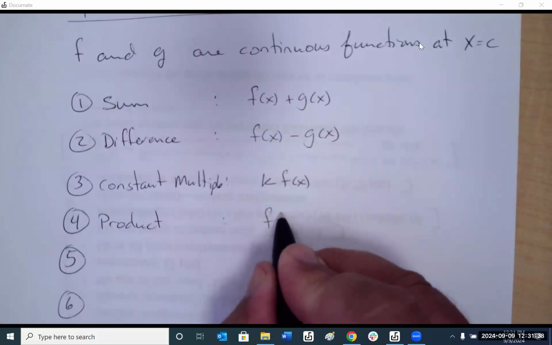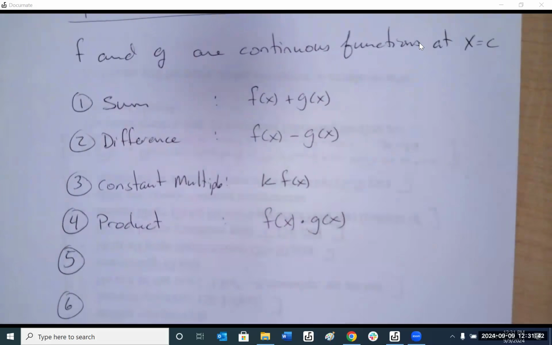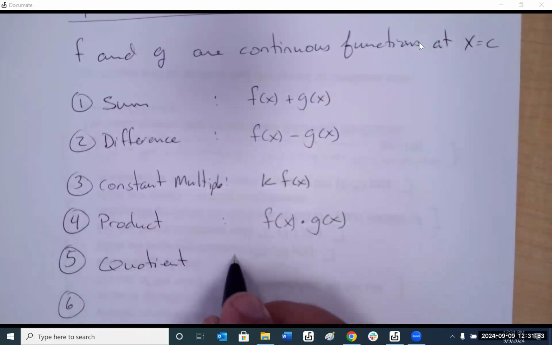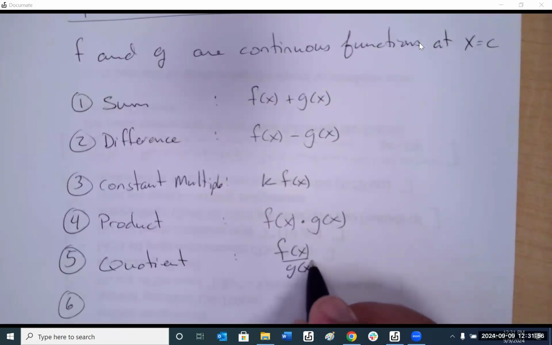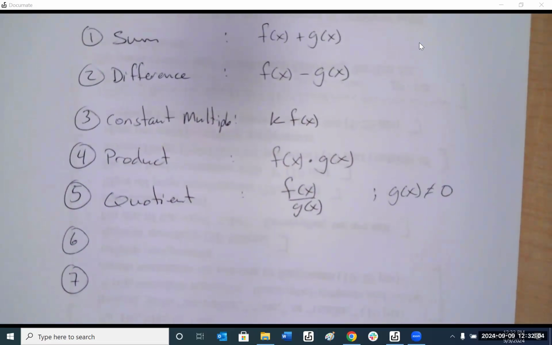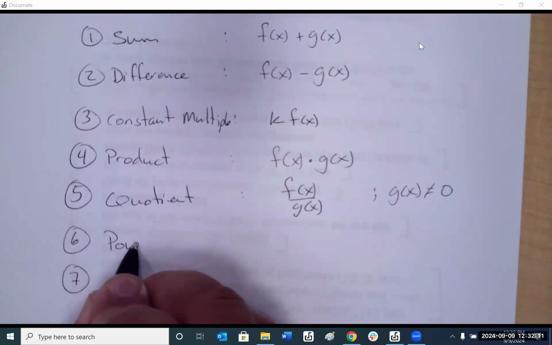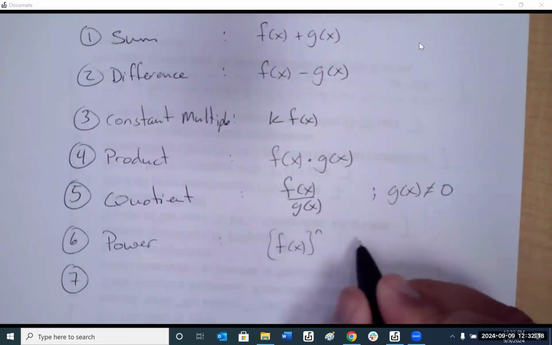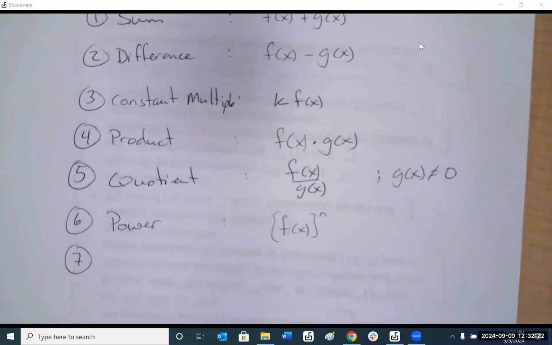The product of two functions, f of x times g of x: if they're both continuous, the product will be continuous, as will their quotient, f of x over g of x, as long as g of x is not zero. The power rule, f of x to the power, is the same as the multiple rule, the product rule. If f of x is continuous, no matter how many times you multiply it by itself, it's still going to be continuous.